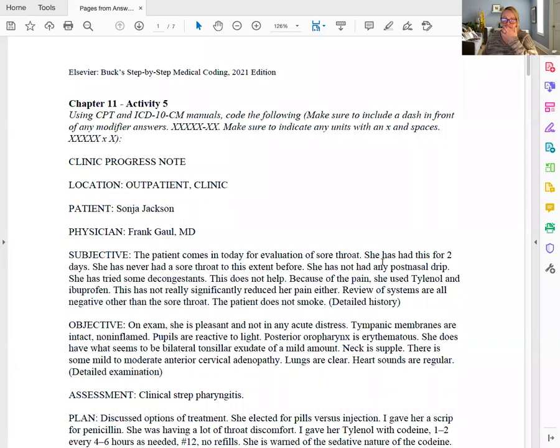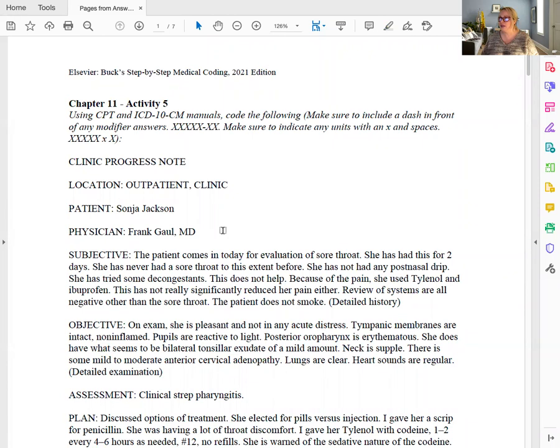Let's go ahead now and resume our review of different activities found for Chapter 11, looking specifically at office and other outpatient services. As we go through these, we'll take a look at all of the activities for a couple of Chapter 11 to see if we can identify the type of service as we go along. So I have here in front of me Chapter 11, activity number 5.